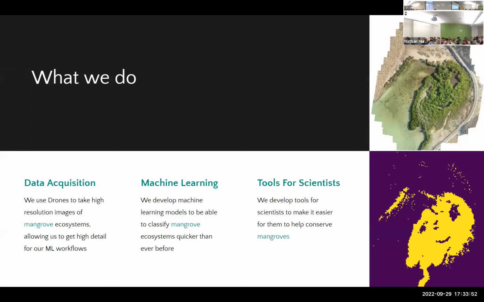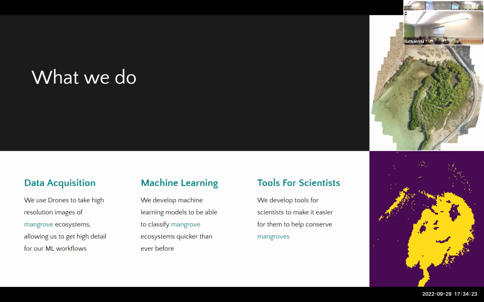So in terms of what we do for scientists who study mangroves, one main thing that we do is actual data acquisition of these mangroves. We use drones and other sources to take high resolution images of these mangrove ecosystems. We actually came back from a trip 6 months ago, I think it was in April, and we went to Jamaica, flew some drones and recorded a bunch of imagery to help them rehabilitate mangroves.